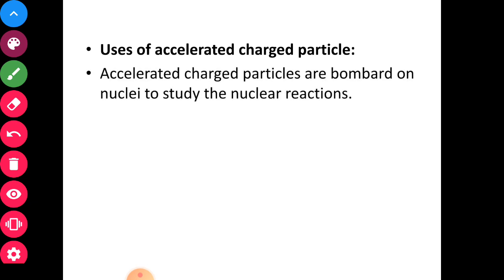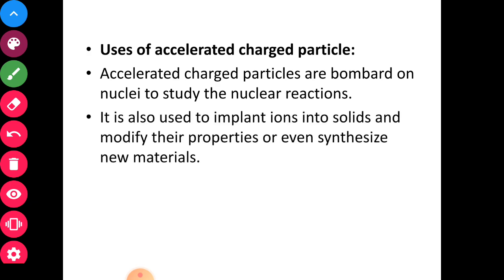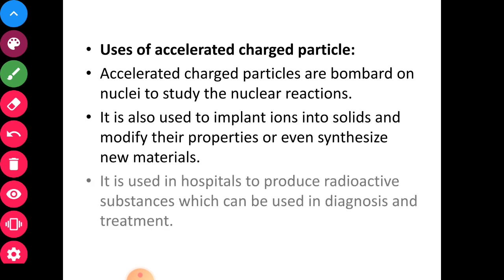Okay. Now the uses of accelerated charged particles. Accelerated charged particles are bombarded on nuclei to study nuclear reactions. This is the first use. It is also used to implant ions into solids, and to modify the properties or even synthesize new material. You can make new material by bombarding these accelerated charged particles on the metal. It is used in hospitals to produce radioactive substances which can be used in diagnosis and treatment.